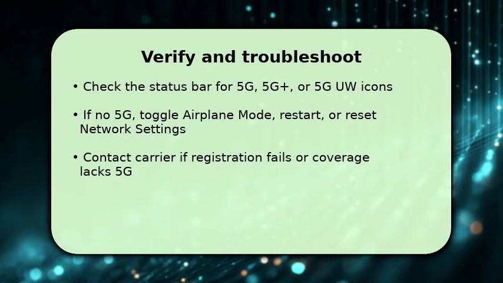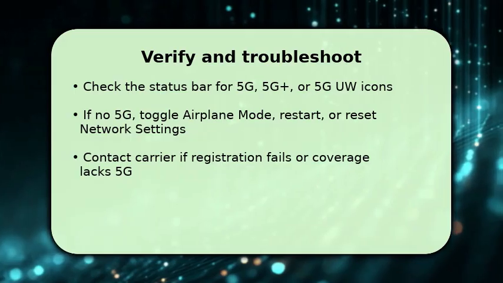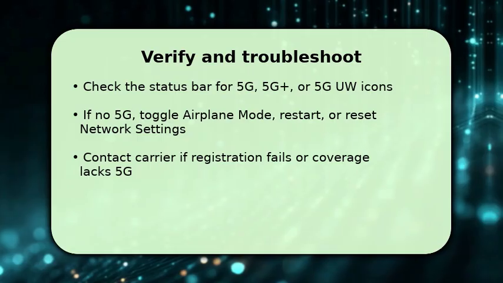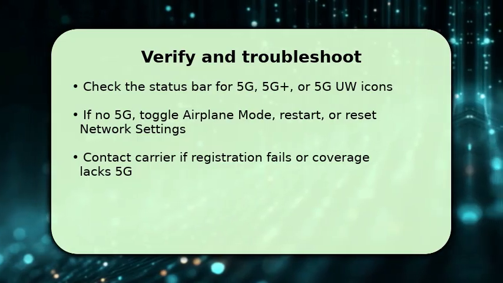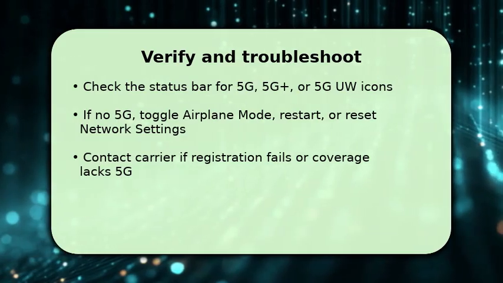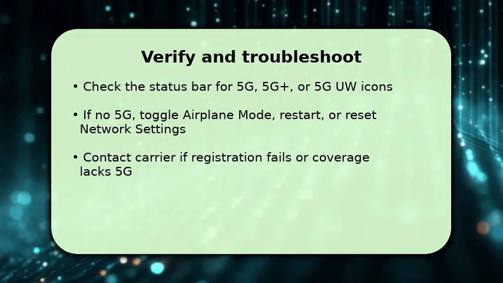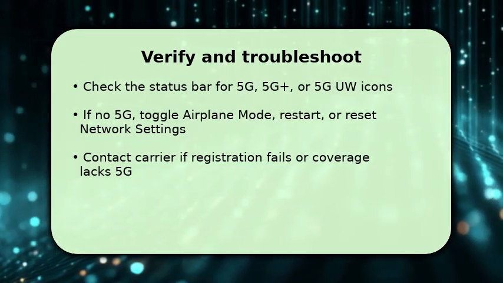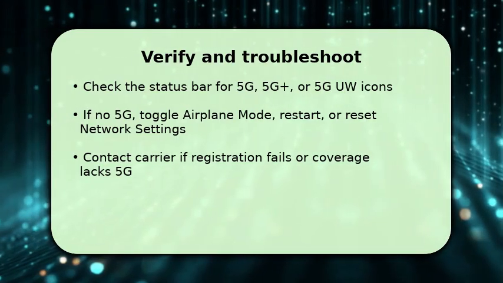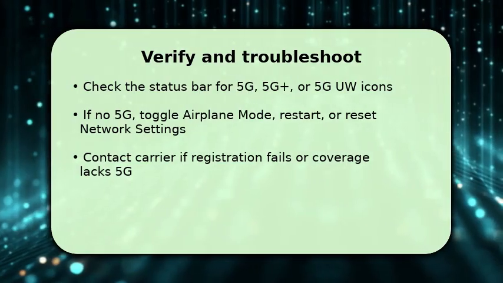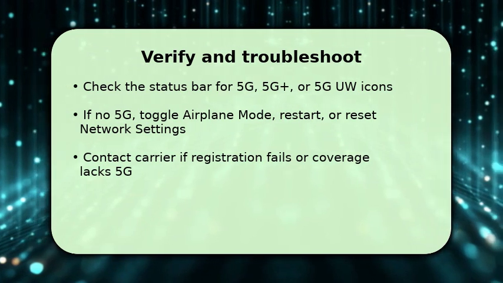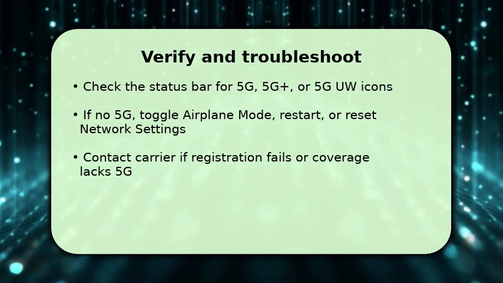Finally, verify connectivity by looking for 5G, 5G+, or your carrier's 5G icon in the status bar while in a known 5G area. If you don't see 5G, toggle airplane mode briefly, restart the iPhone, and ensure cellular data is on. If it still fails, reset network settings to clear misconfigurations. Note this removes saved Wi-Fi networks and VPN settings. If problems persist, contact your carrier to confirm provisioning and local 5G coverage as the primary troubleshooting step.